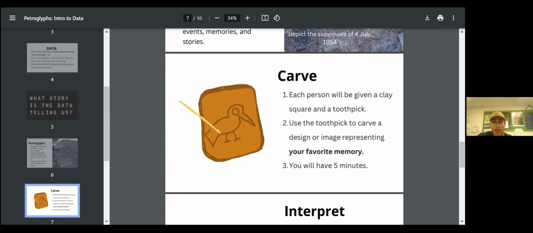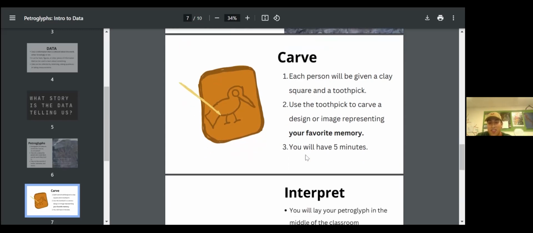A lot of them started doing petroglyphs. The only thing I would change is that they need more than 5 minutes. A lot of them were just de-stressing from the first day. They were just carving, talking to each other. So it was good overall, but I would give them more time for that.